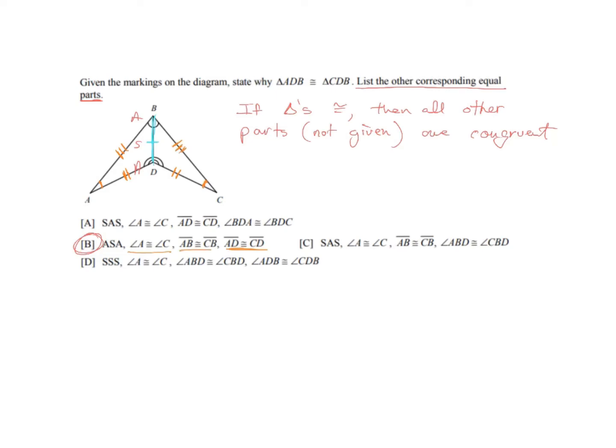So basically, we're saying once we prove that this triangle is congruent by ASA, angle, side, angle, then we could go ahead and state that the other parts are also congruent.